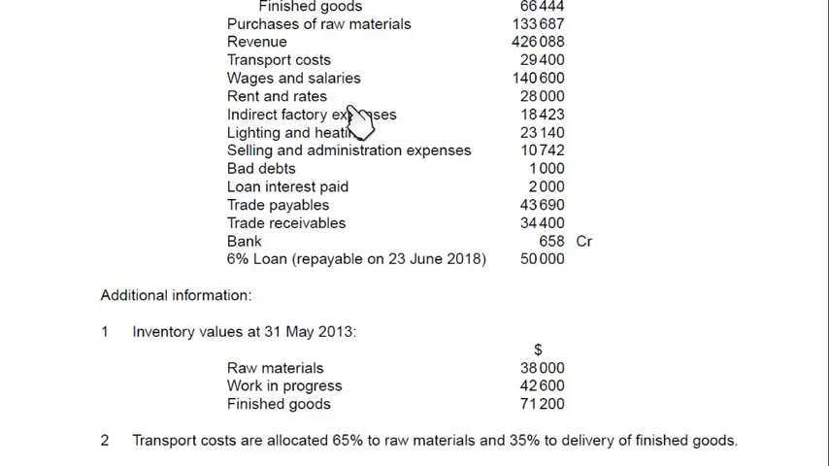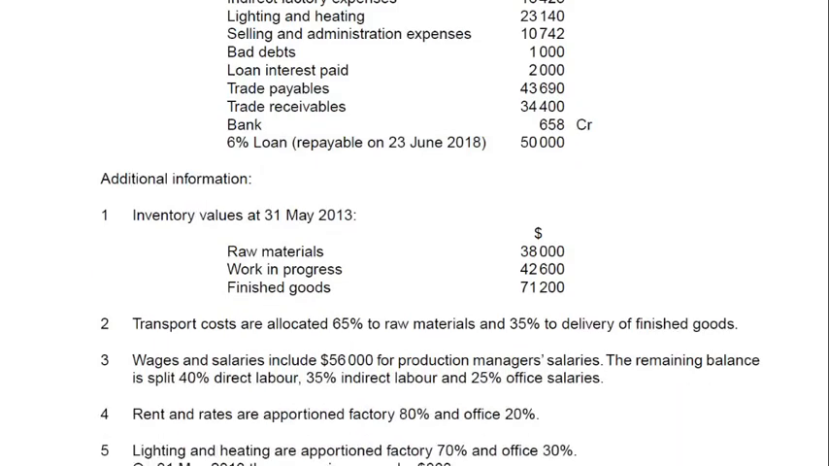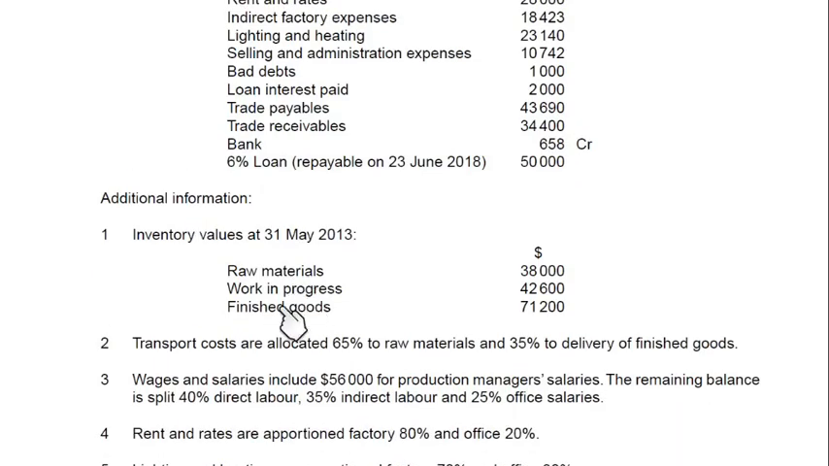Then we have rent and rates. We need to see how much of the rent belongs to the factory. Let's discuss note 4. In note 4, it is written that rent and rates are apportioned 80% to factory and 20% to office. What do you mean by apportion? Apportion means we need to divide them. So we will be splitting this rent and rates. 80% belongs to the factory and 20% belongs to the office. The factory portion will be charged to the manufacturing account, and the office portion will be charged to the income statement.